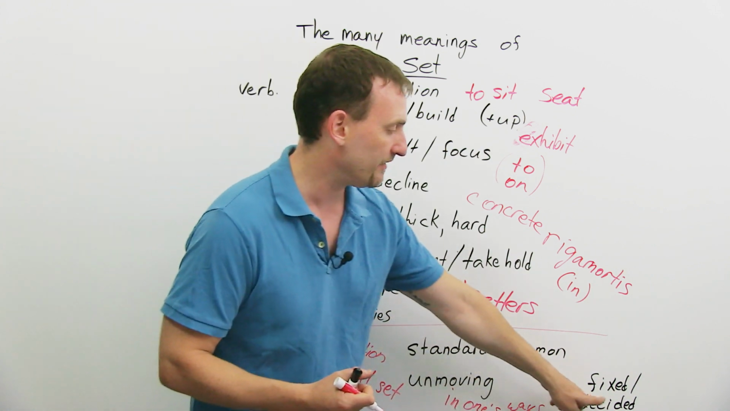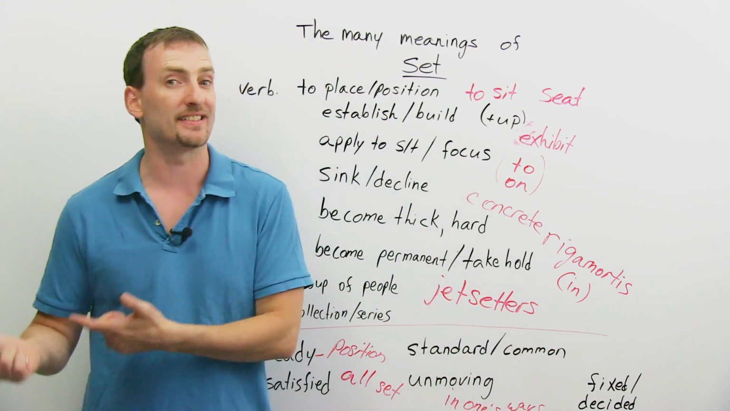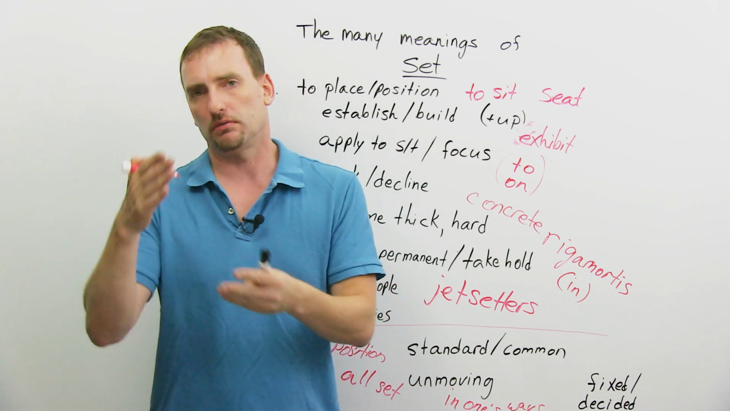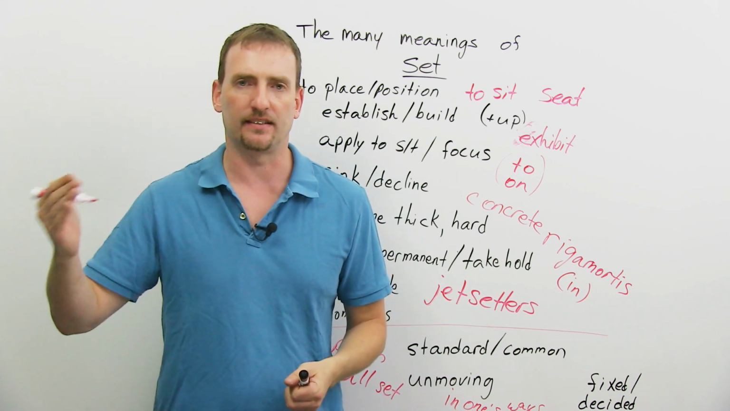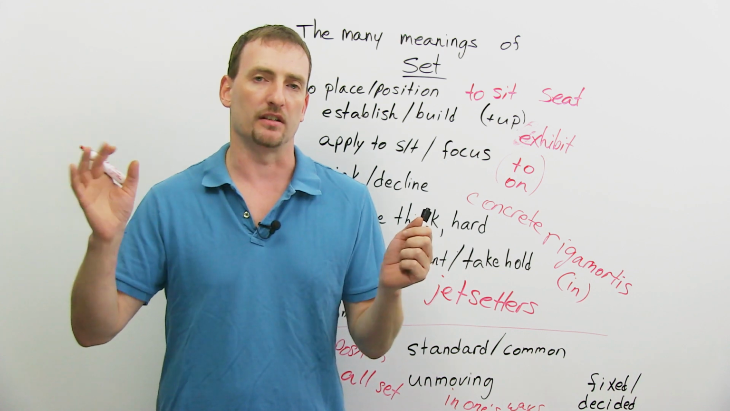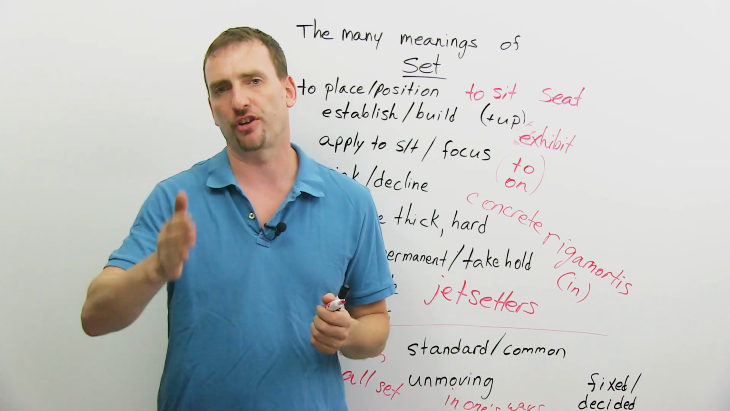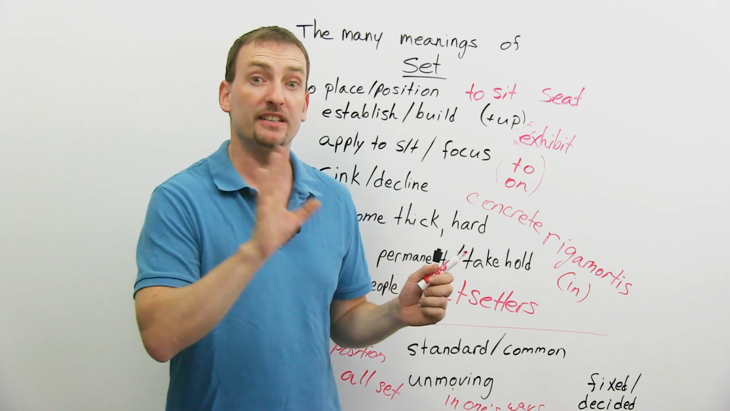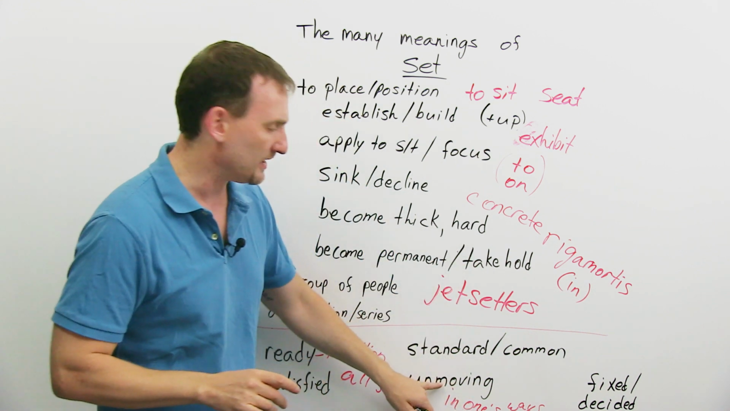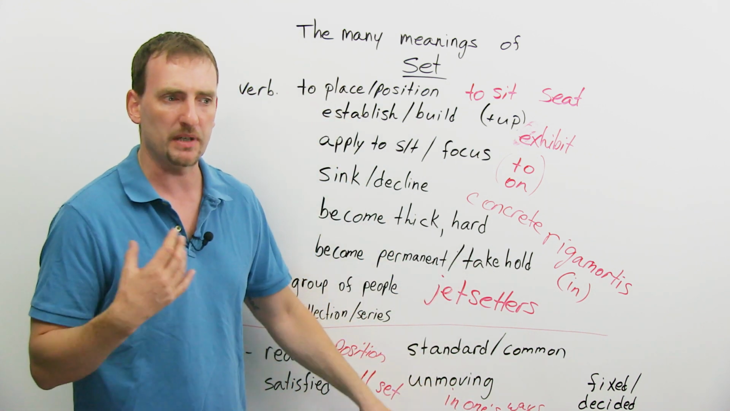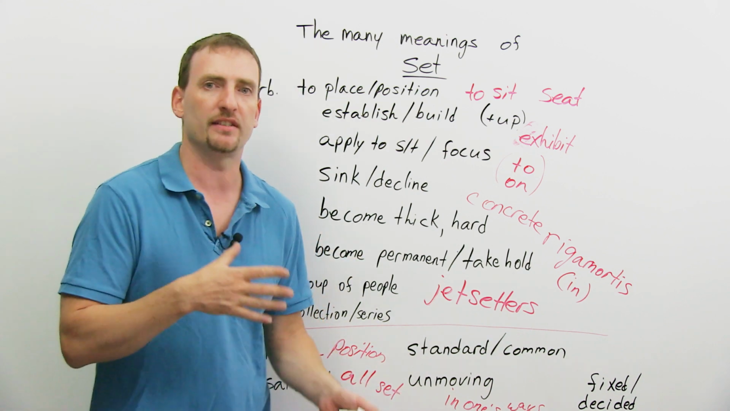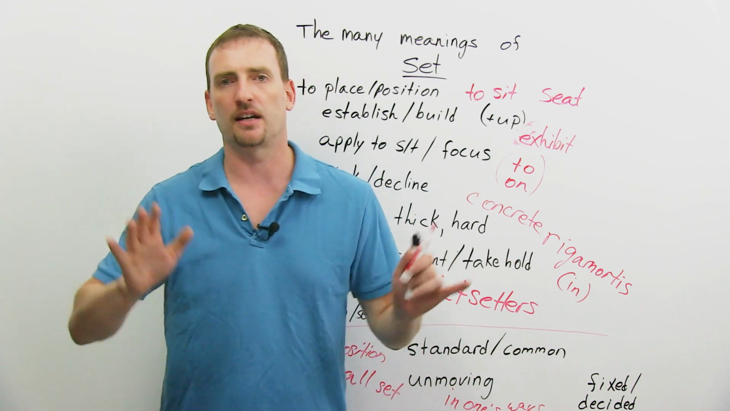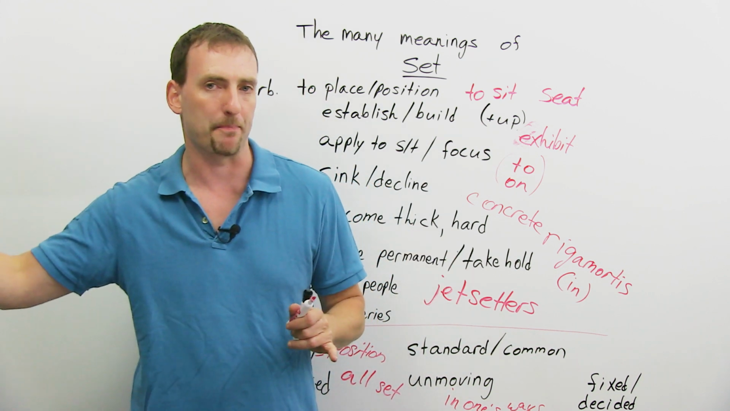And lastly, fixed, or something is fixed or decided on already. So for example, the annual conference is on a set date and time every year. Every year it's on December 3rd in the evening. It's set. Excuse me, it's fixed. It's not going to be changing. So it's a little bit different from unmoving. Unmoving means you can be convinced or persuaded, whereas fixed means it's decided, it's not going to change, it's always going to be the same.